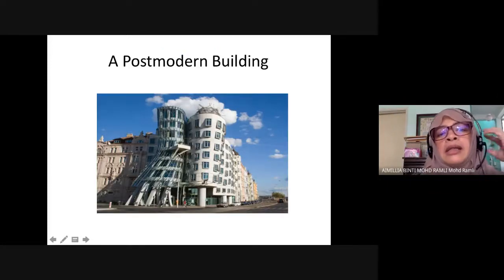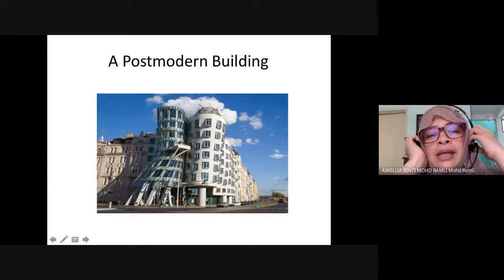Okay, so this is a postmodernist building, and we're looking at architecture here because modernism and postmodernism can be clearly seen in architecture. Now, if we look at works of literature, we would have to read them. But in architecture, we can see in front of our eyes what postmodernism means and what modernism means.